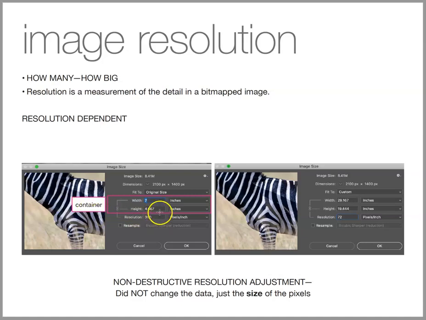So if I output this image at 300 at 7 inches, it's going to look great. If I output this one, even though the data is identical to the data over here, because the picture I'm now holding in my hand is a poster, almost 30 inches by 19.44 inches big, the pixels are really big and you can see them, so it doesn't look as good even though the data is the same. Now this will make a lot of sense here in just a minute.